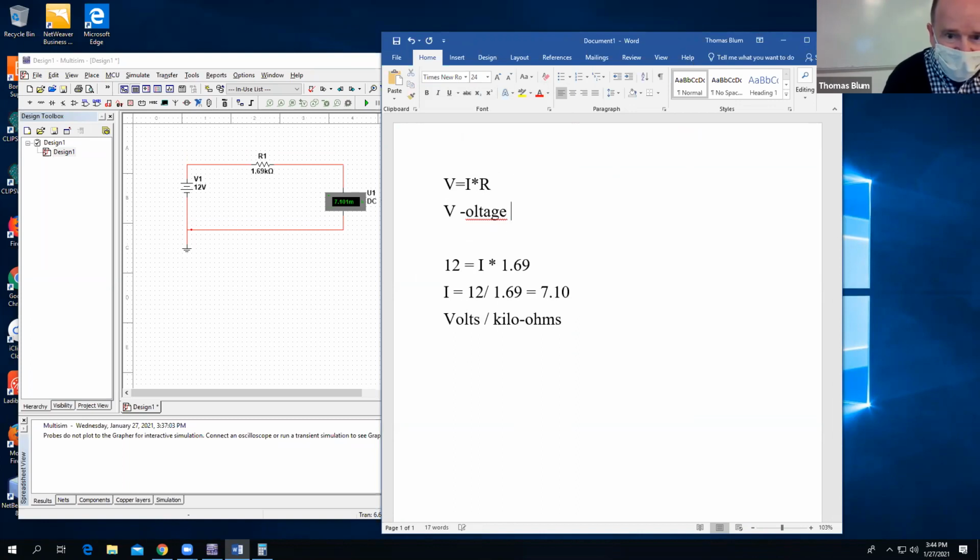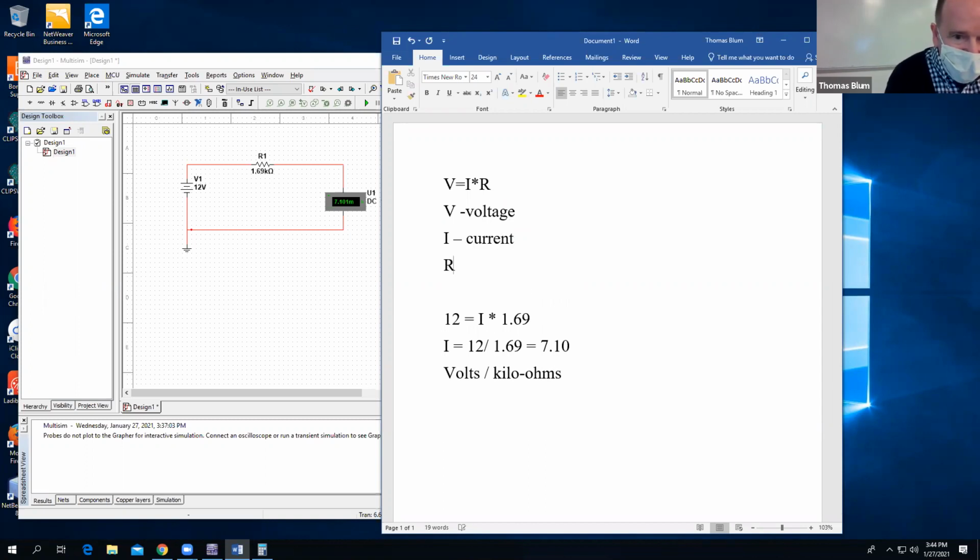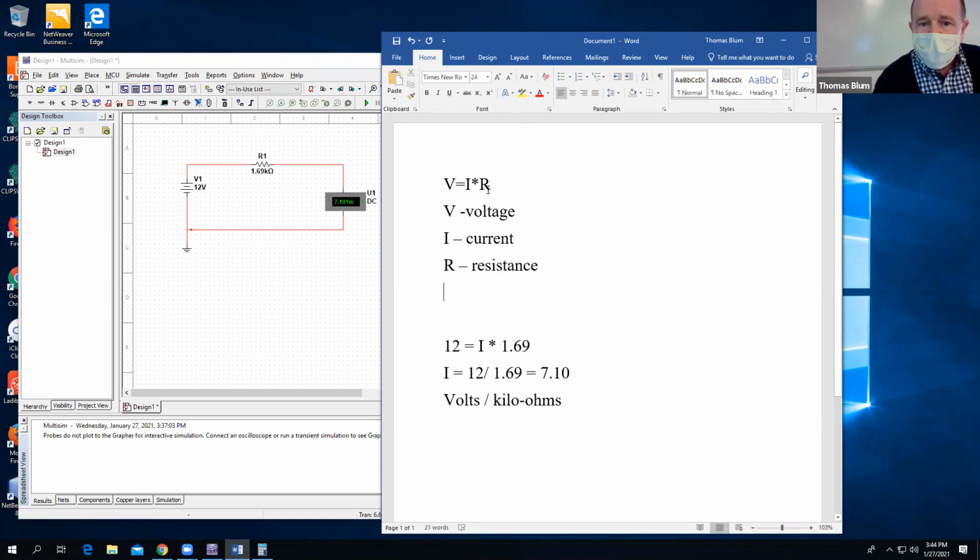So V is voltage. I is current. R is resistance. And Ohm's law tells you that voltage is equal to current times resistance.